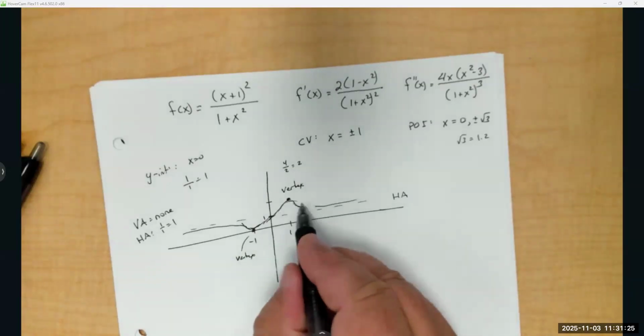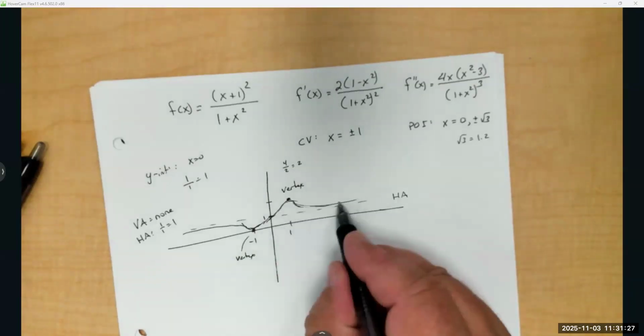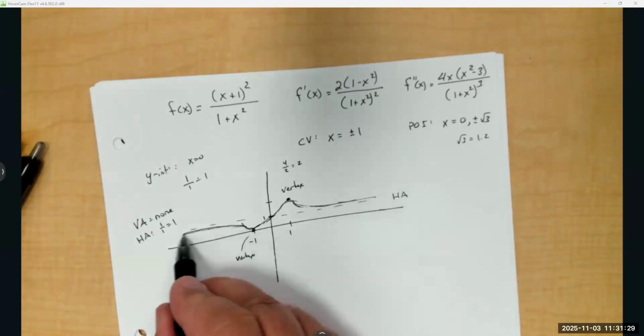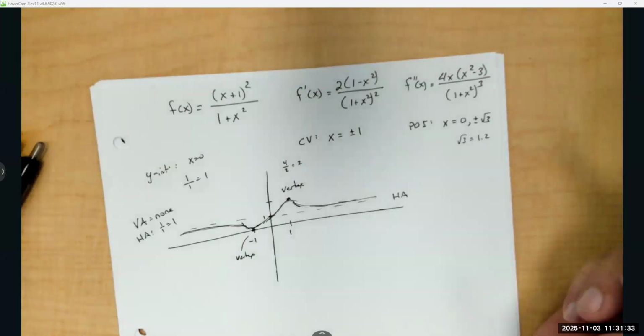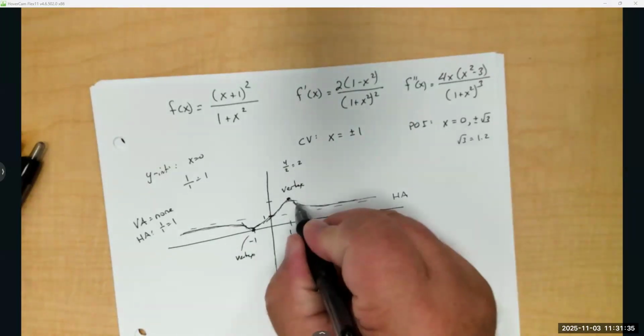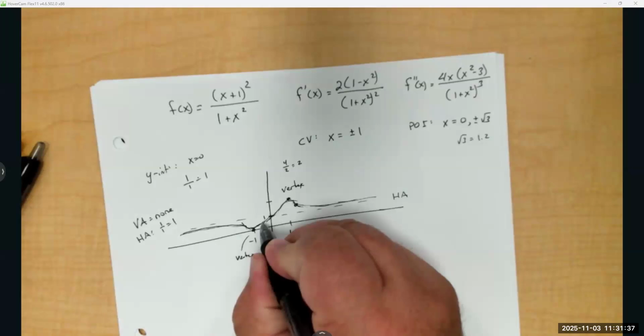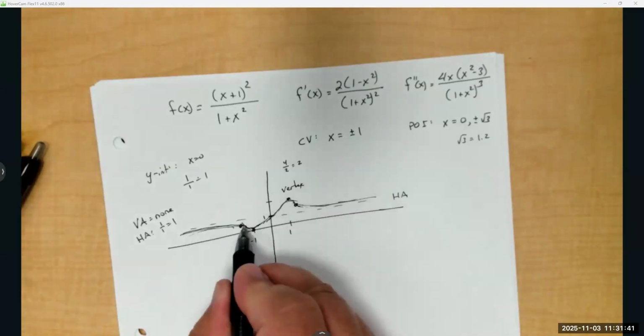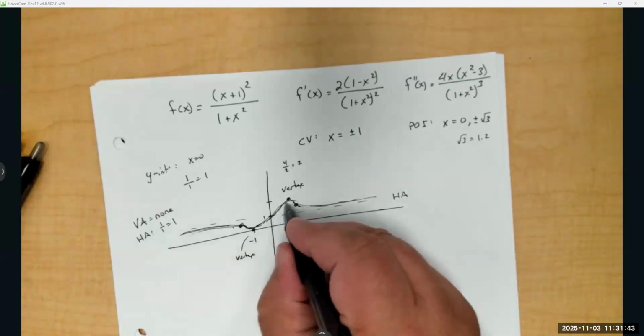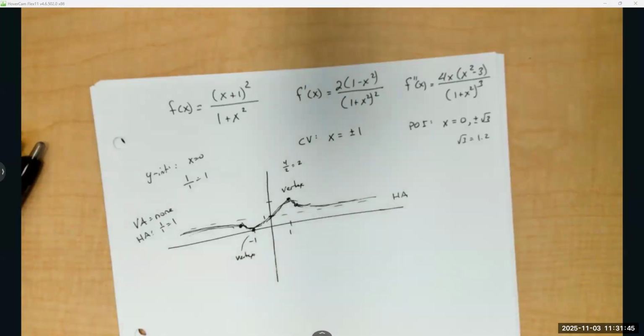So our rough draft of our graph, since this is a horizontal asymptote, it has to approach it as it goes to infinity. So our points of inflection are here and here. That's where it's concave down, concave up, concave down, concave up.